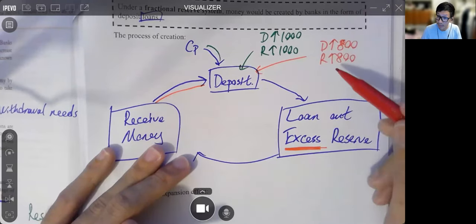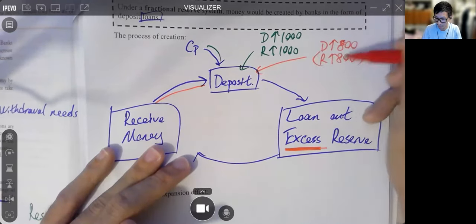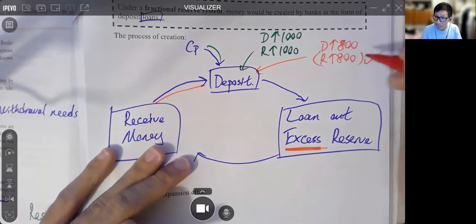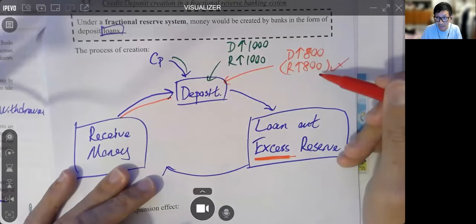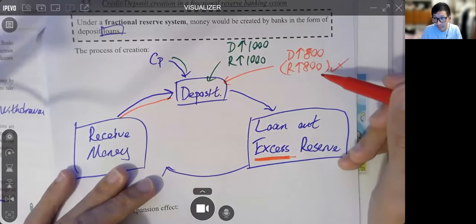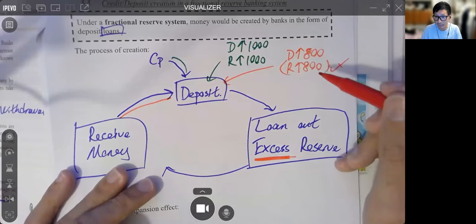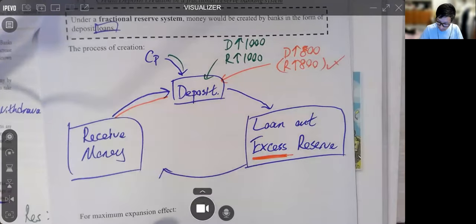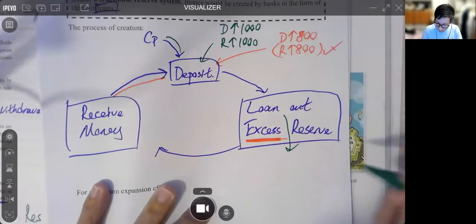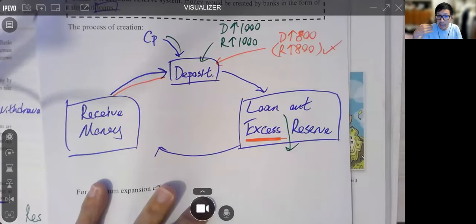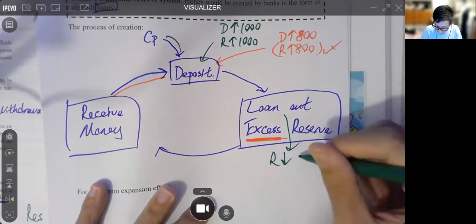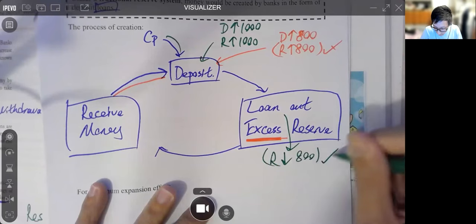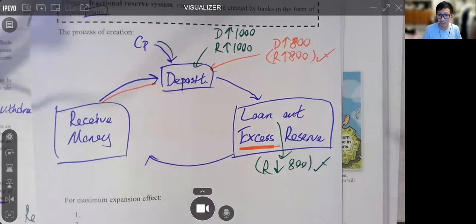Okay, but this is a little bit not correct, it's off a little, later on we will know why, but for this video, I'll just say it this way. In fact, it does not happen like this. Why? Because in this part, when they loan out, what happened? Do you really lend money out? So the reserve would go down by 800. Now, again, this is not the most correct way of saying.